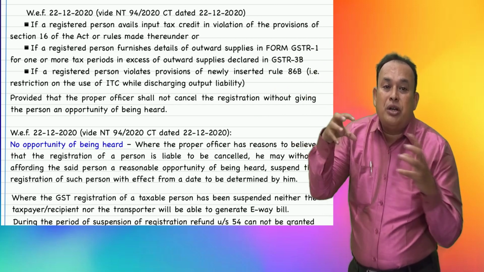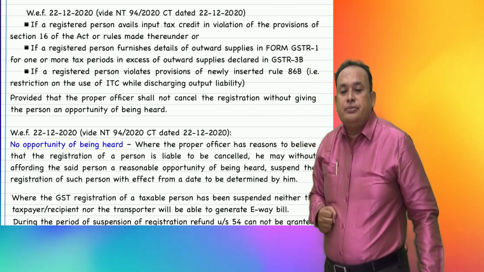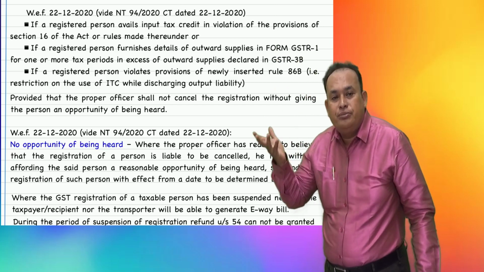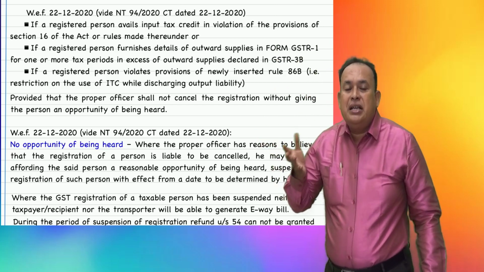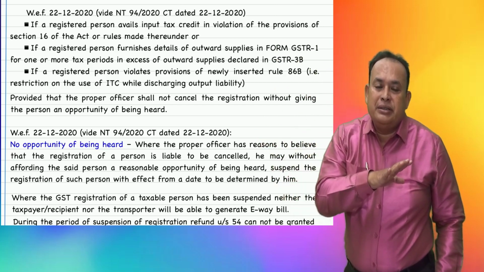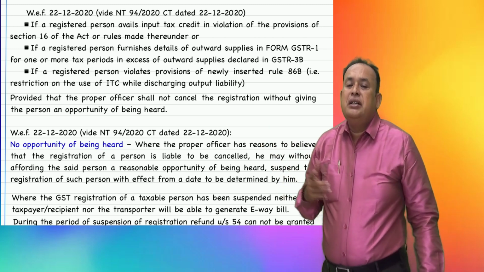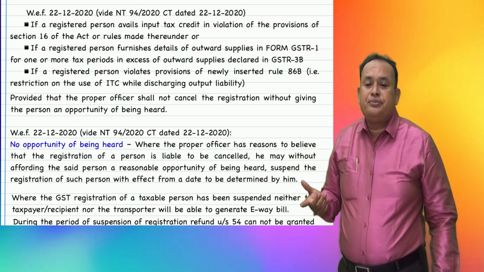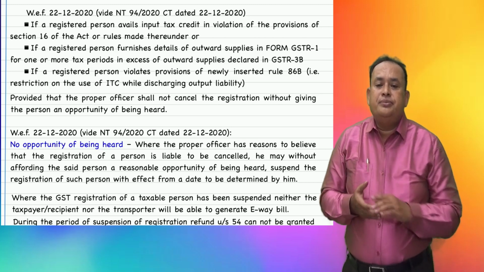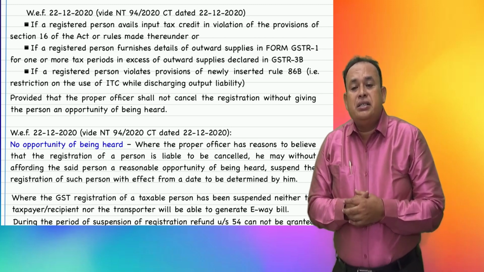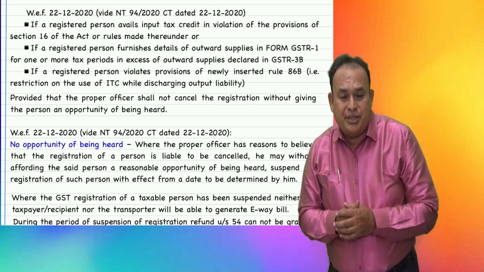So huge amount of difference. GST 1 return more than that of the GST 3B tax payment. In that case, registration will get cancelled, when it is for one or more tax periods.